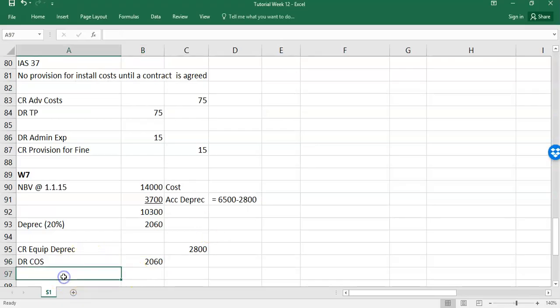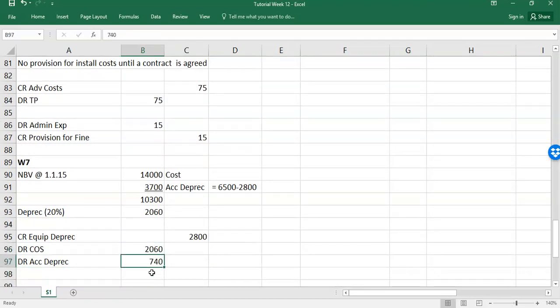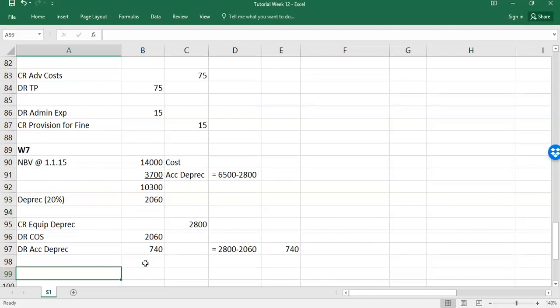And the difference then, which is a debit accumulated depreciation, because it shouldn't have been added, you'll add back 740. So accumulated depreciation should be 740 lower because it was overcharged during the year. So it's going to go from 65 down by 740. Right, that's an important one. That 740 comes from 2800 minus 2060, which is your 740. So that's your first entry to adjust the equipment.